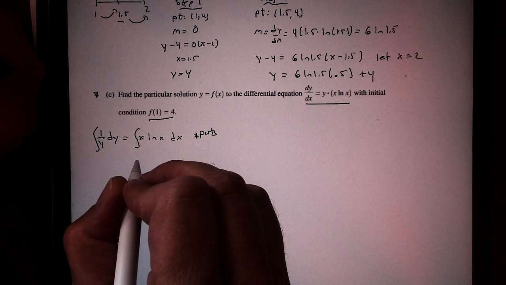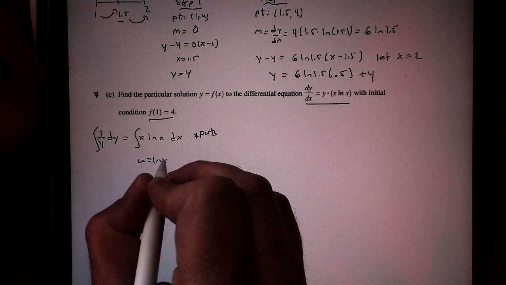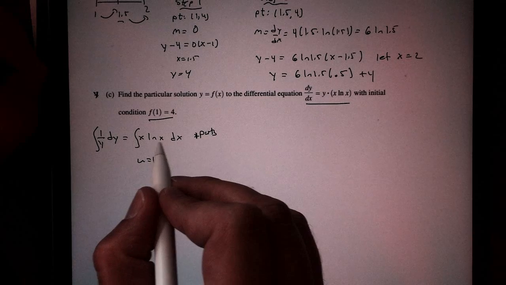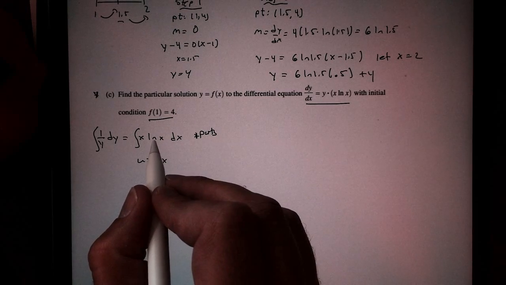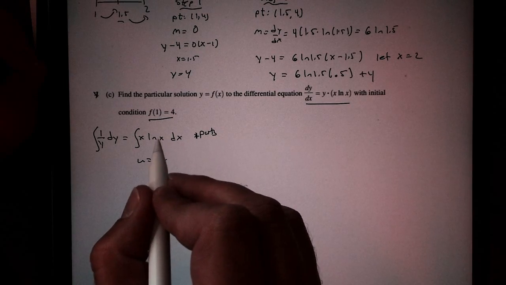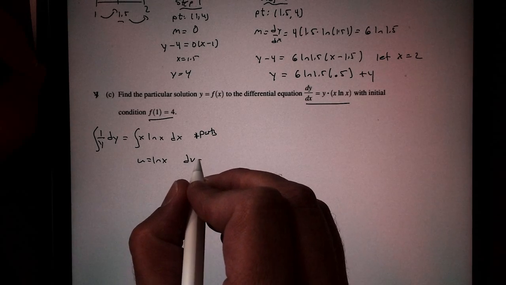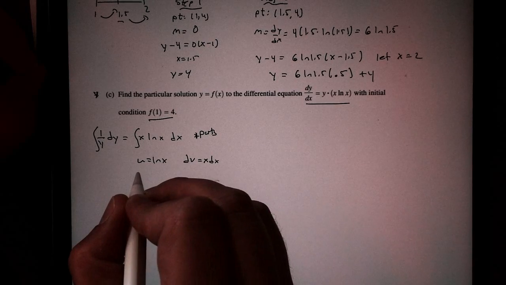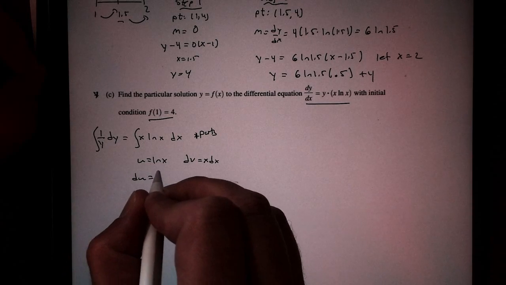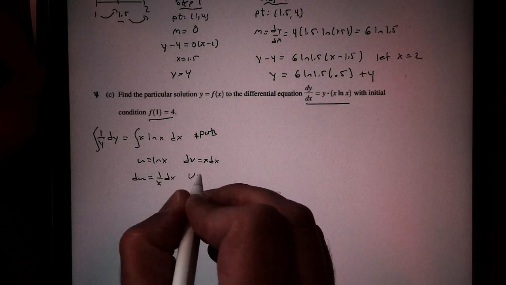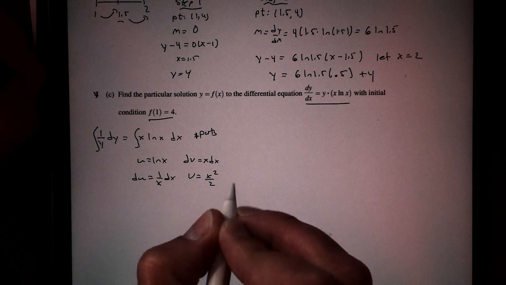So we're going to let u equal the natural log of x. Anytime you have natural log of x and you integrate, that's going to be your u. Our dv would then be x dx. So we would get du becomes 1 over x dx, and v is just x squared over 2.